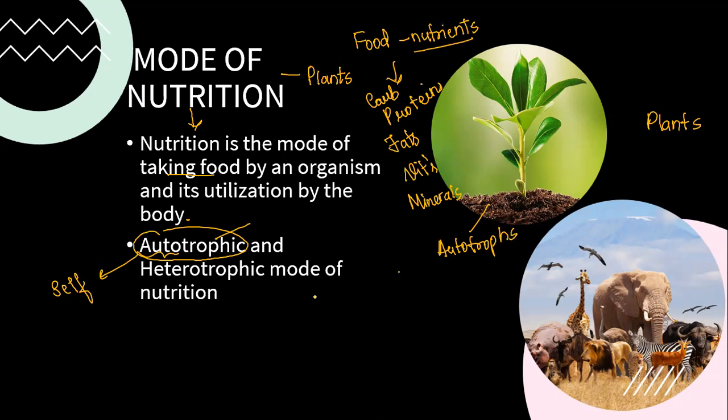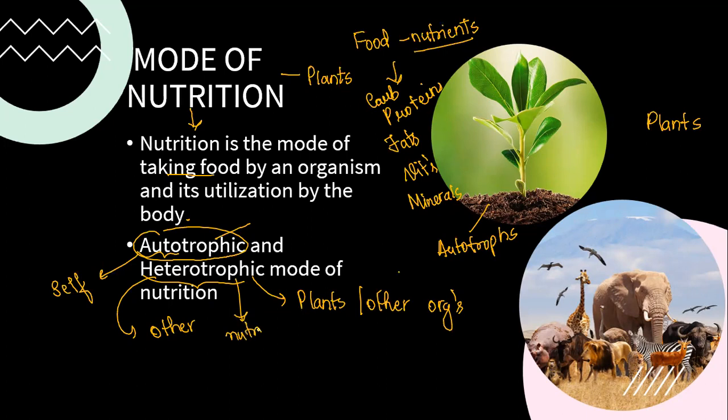And the animals and other organisms take in the food that is prepared by the plants, or they depend on other organisms for their food. This type of mode of nutrition is what we call the heterotrophic mode of nutrition. Hetero means other and trophic, as we know, means nutrition. So the animals or organisms which depend on other organisms for their food are called heterotrophs.